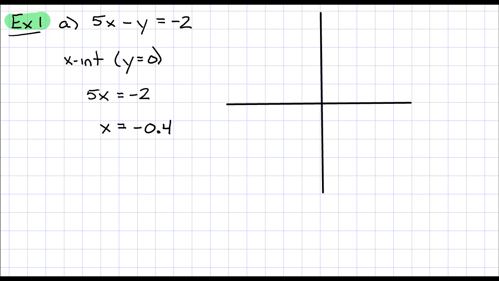And then if I want to sketch that, let's say that this is 1. So minus 0.4 would be right around here somewhere. Okay. So now we need to find the y-intercept.